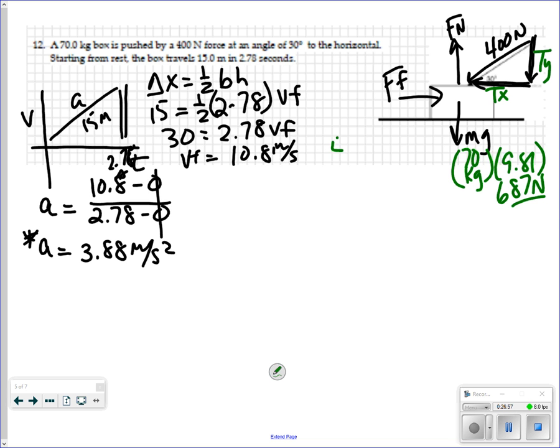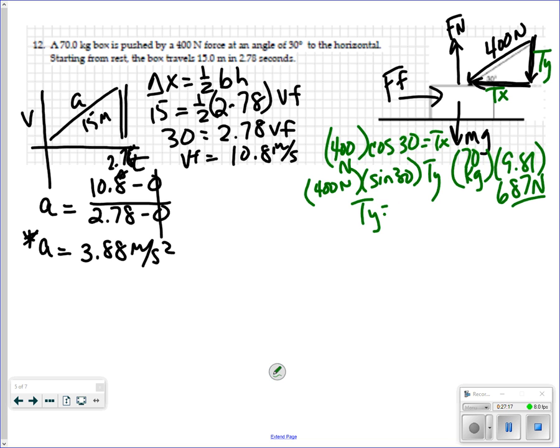All right, so 400 newtons times the cosine of 30 is going to be the TX, because it's my adjacent side. 400 times the sine of 30 is going to be TY, because that's my opposite side. So I know TY is 200, because I know that the sine of 30 is 1/2. So that one's going to be 200, and then 346 for this one, just like last time.